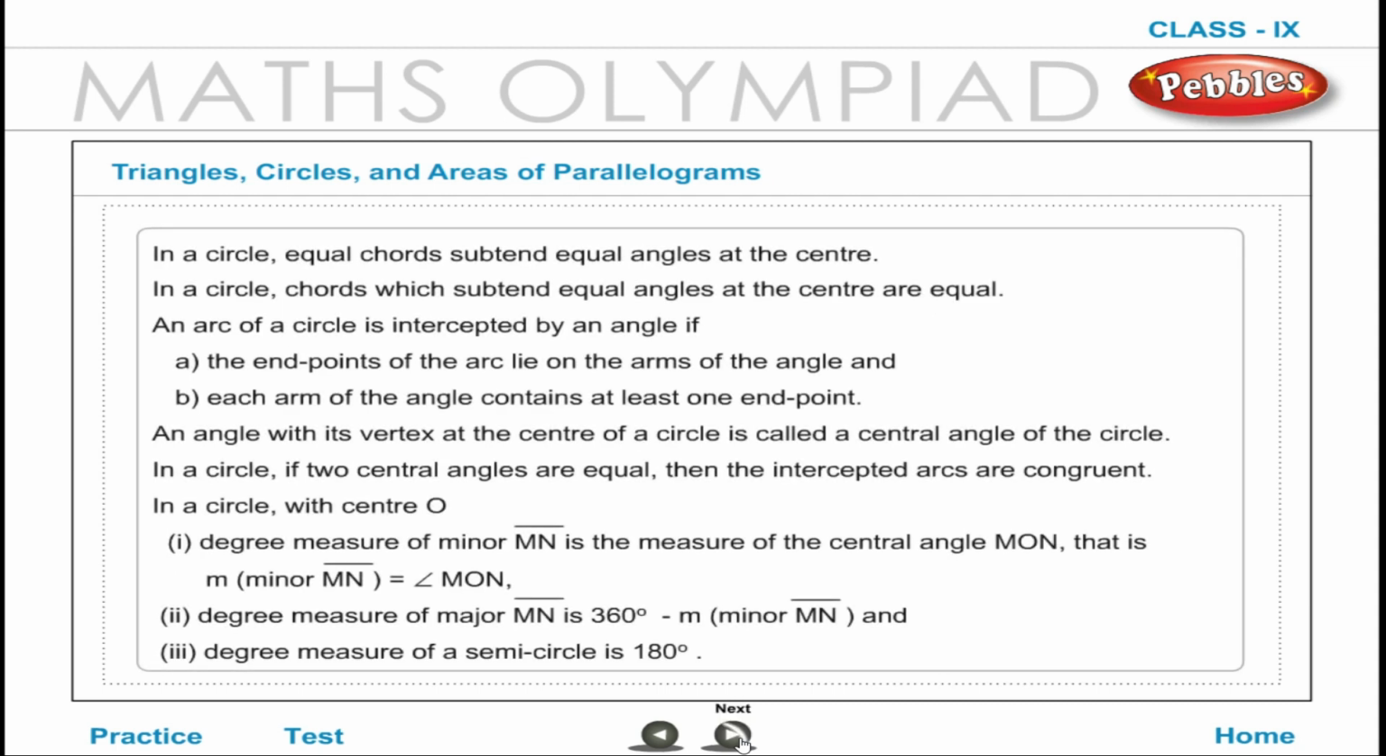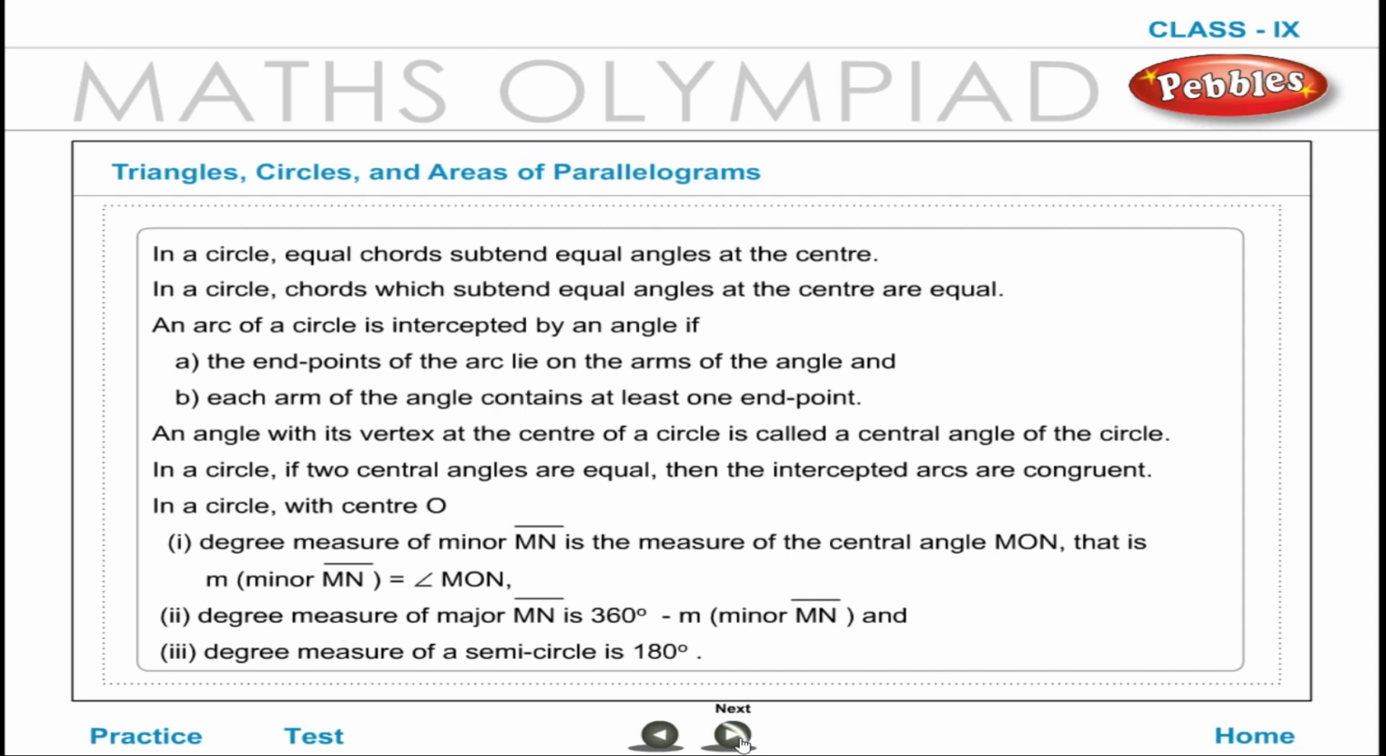In a circle, equal chords subtend equal angles at the center. In a circle, chords which subtend equal angles at the center are equal. An arc of a circle is intercepted by an angle if the endpoints of the arc lie on the arms of the angle and each arm of the angle contains at least one endpoint.